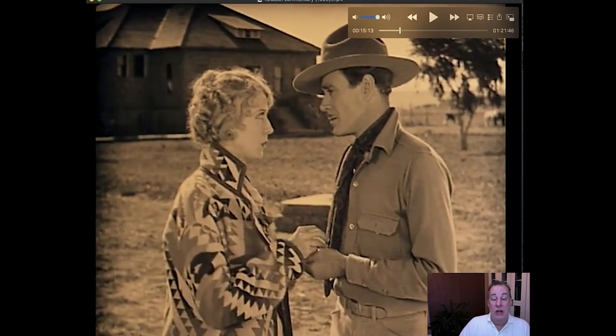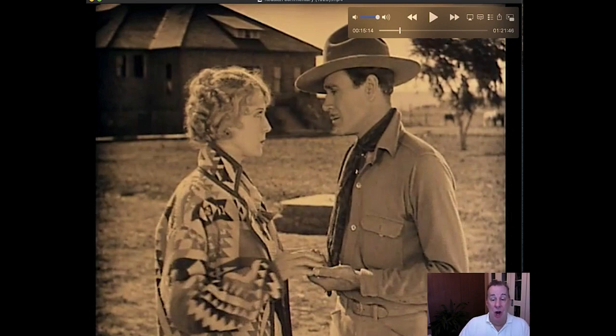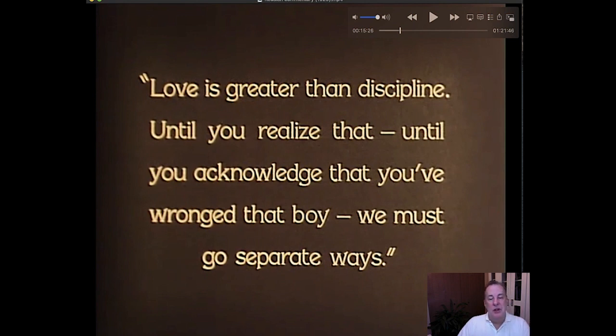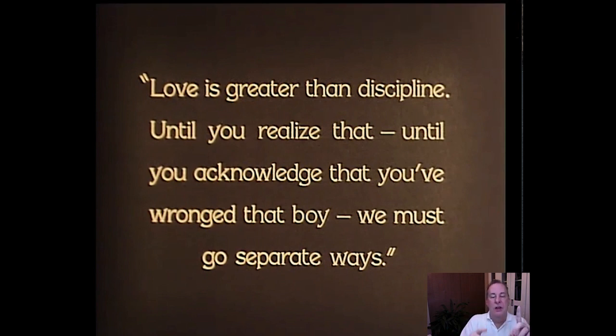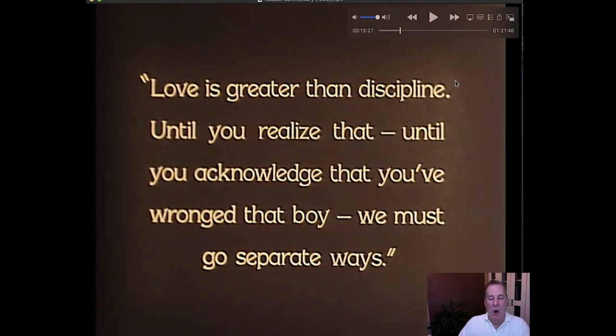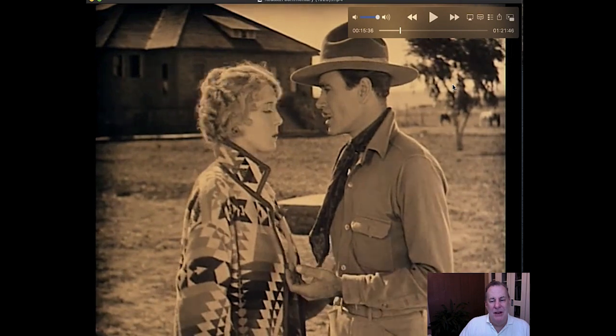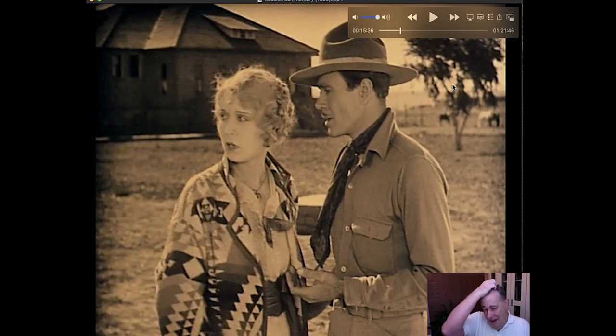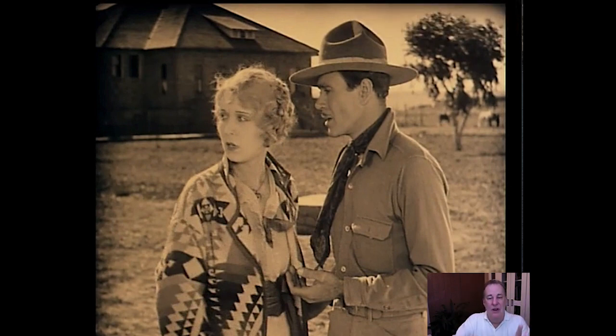And so here she gives her engagement ring back to John and says, no, not going to marry you now. "Love is greater than discipline. Until you realize love is greater, until you acknowledge that you have wronged this boy, we must go our separate ways." So you don't expect this from white women, really, of the time. Okay, the year of this movie is 1929. This particular scene in the story is set about 10 years earlier, around 1919.